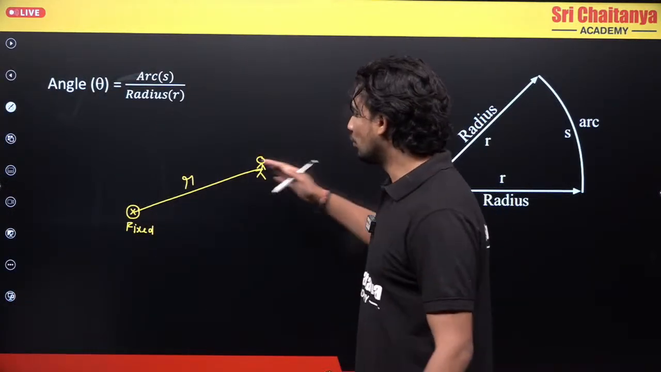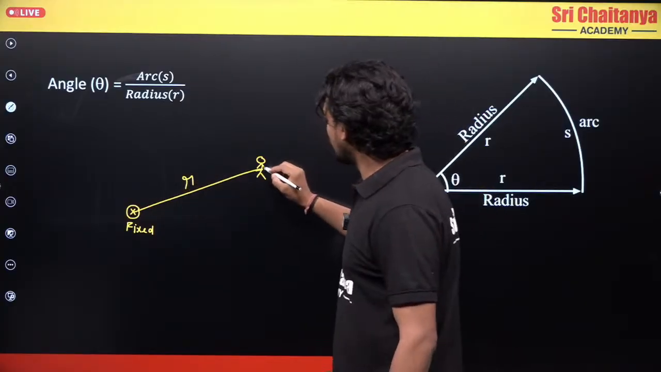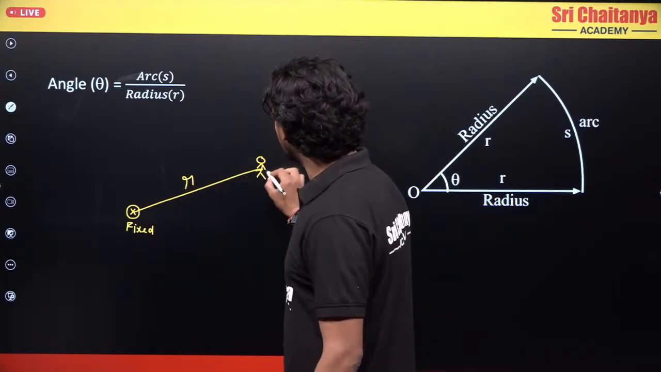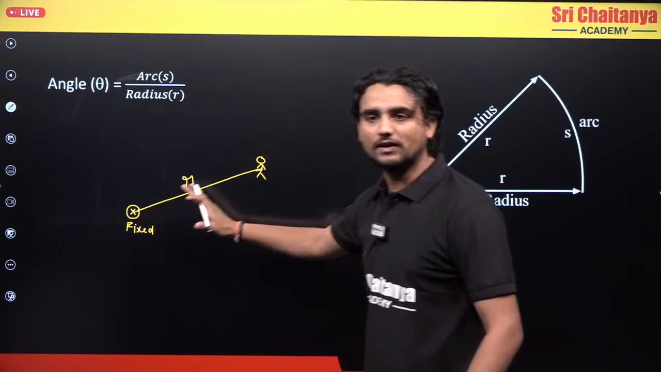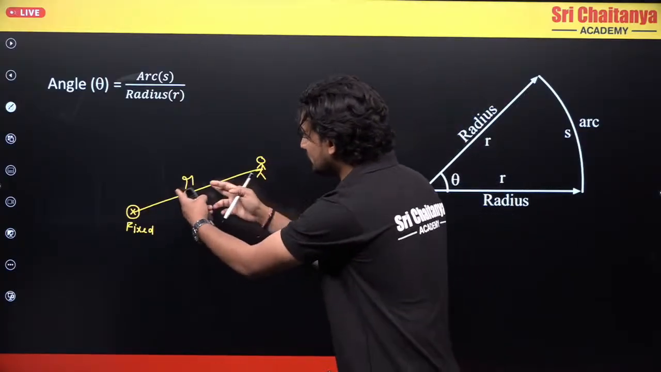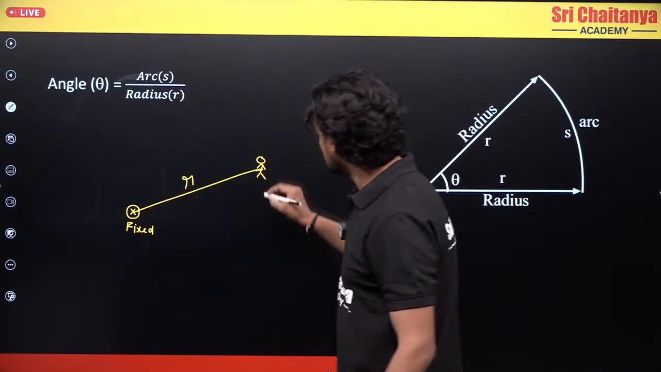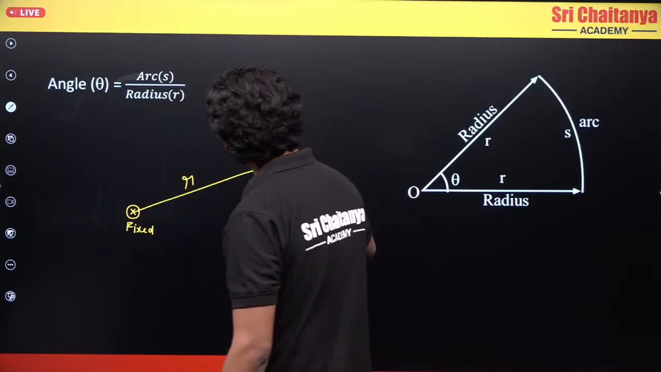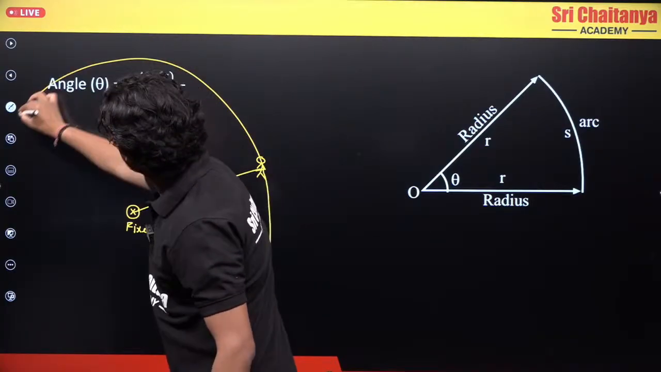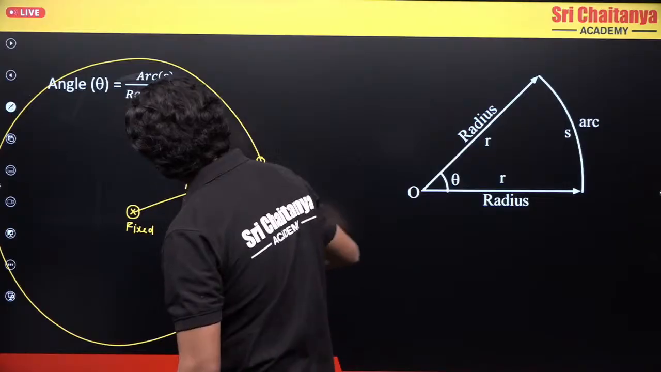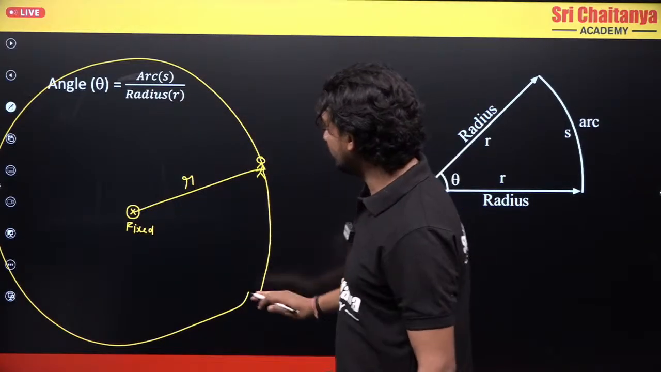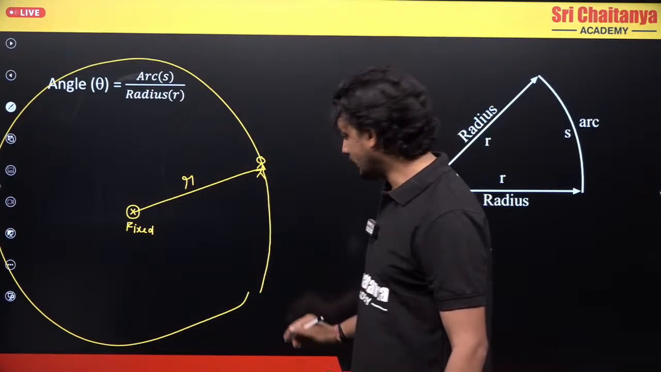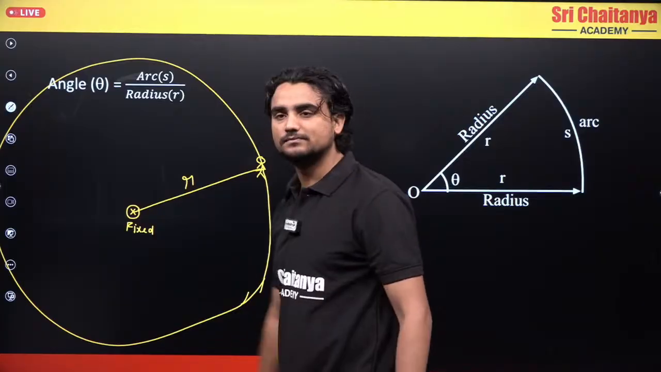Now what will you do? You want to get away. What is the farthest distance you can go? This is the farthest distance you can go, and at this point the string will be tight. So I will be able to move only in this region, in this circle. I will not be able to go further than this.